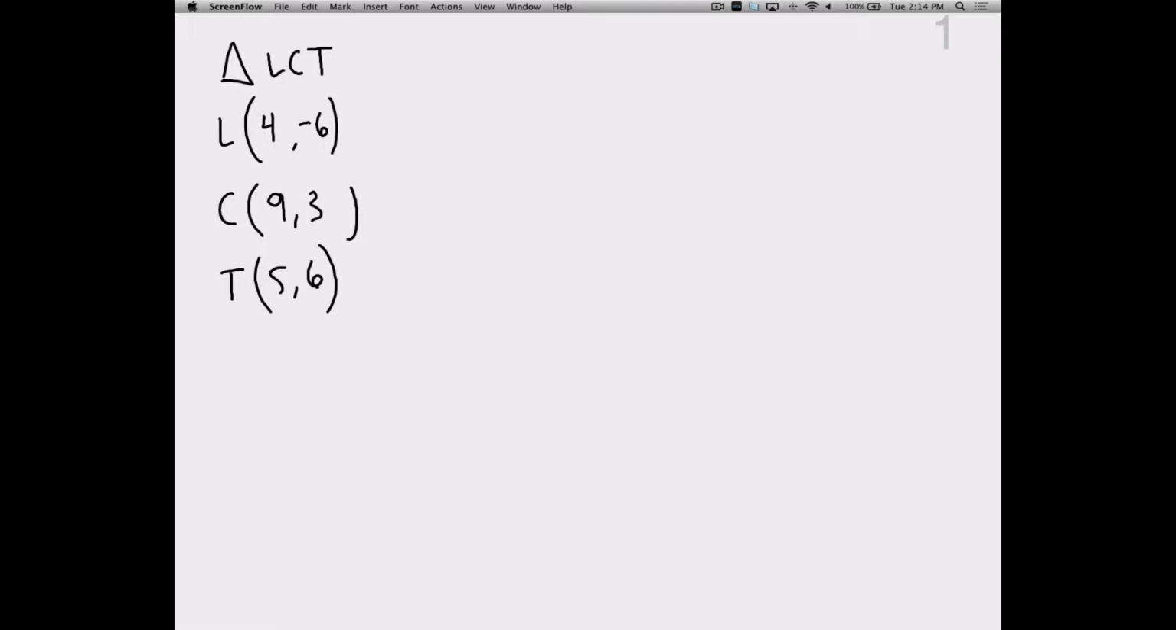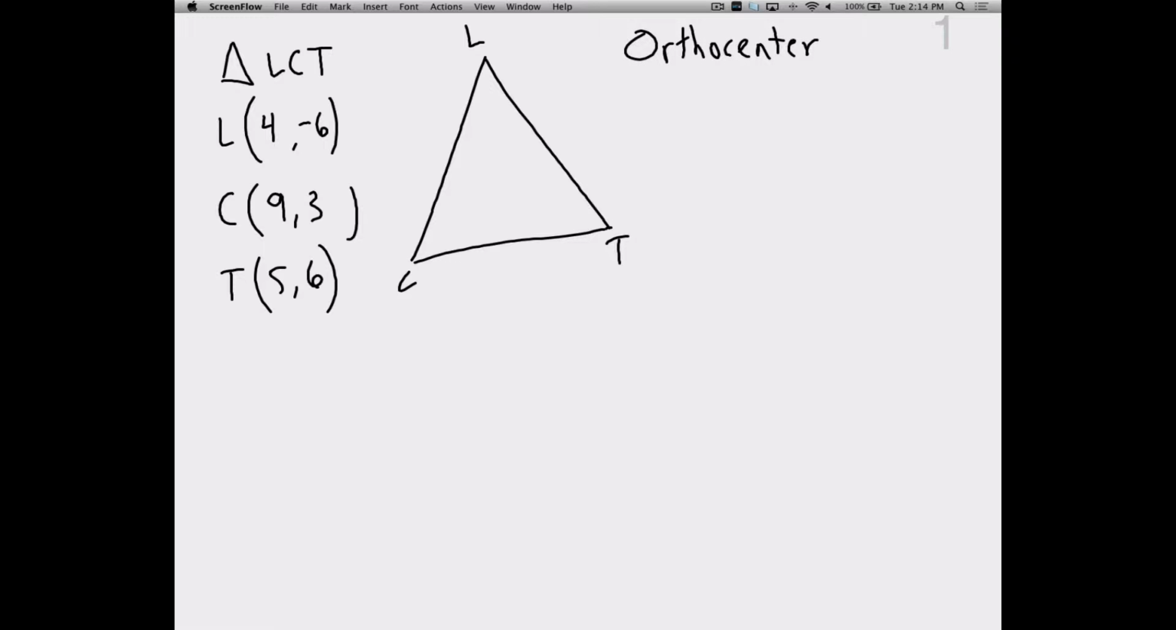Okay, not the most exciting numbers in the world, but that's okay. We're going to draw a little triangle here. Again, this triangle is just purely for reference. LCT. And for you guys, let's do the orthocenter. We're going to find the orthocenter for this particular triangle.